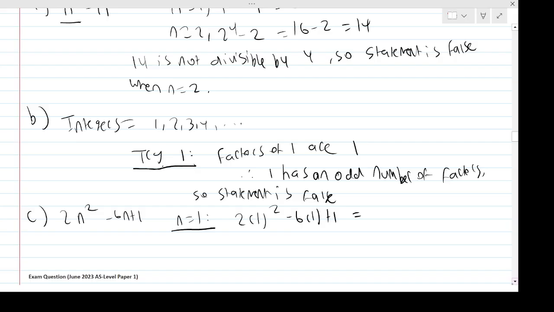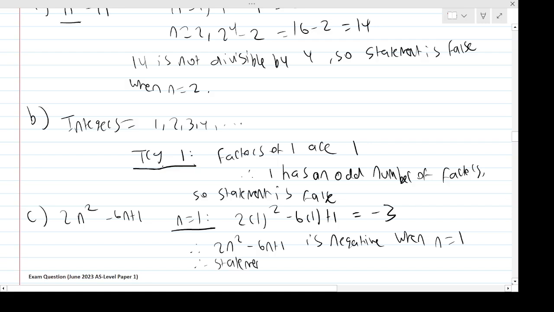Well, what do you know? You get negative 3. Well, that's not positive. So therefore, 2n squared minus 6n is negative when n is 1. Therefore, the statement is false, because we found a counterexample to disprove that it is always positive.